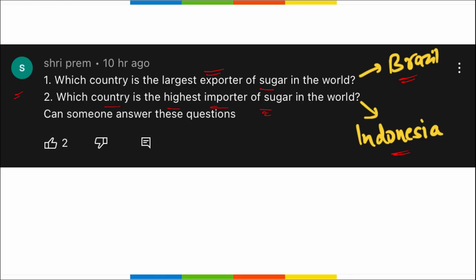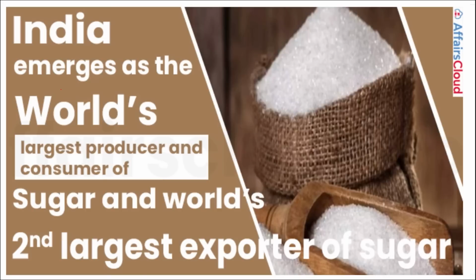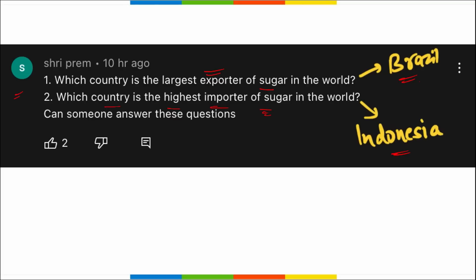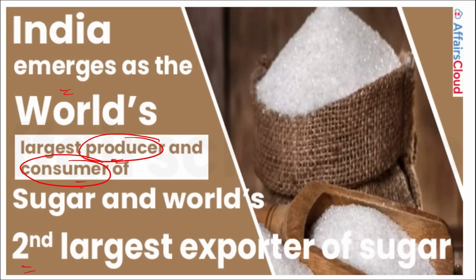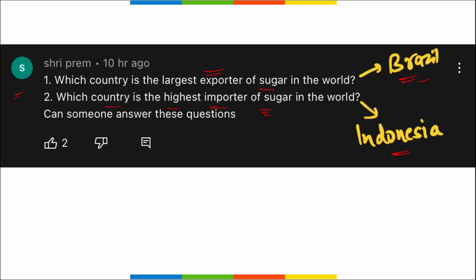Apart from this, we also discussed a topic related to sugar yesterday, that India emerged as the world's largest producer as well as consumer, and it was the world's second largest exporter of sugar. And who is the largest exporter of sugar in the world? Brazil. And who is the second largest exporter? India. India is the largest producer as well as consumer of sugar in the world. And the largest importer is Indonesia. All right, I hope your answer is clear now.